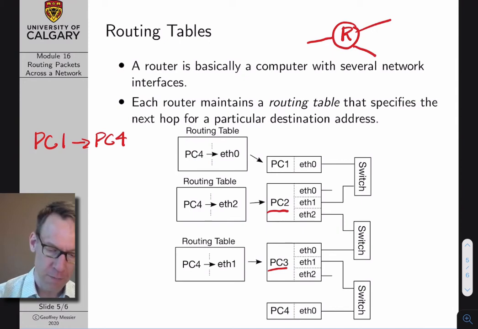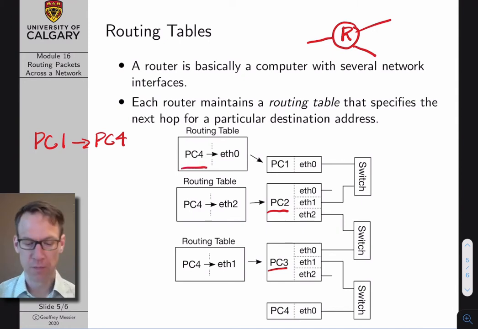The first column is going to store addresses. And then the second column is going to store the network interface that we use to send a packet to that particular address. And so the way the routing algorithm will work is the computer will take the packet, take a look at the destination address, use that destination address to look up an entry in the routing table, and that routing table will tell the computer which network interface to use to send that packet.